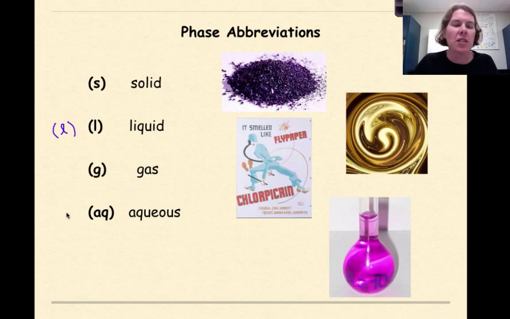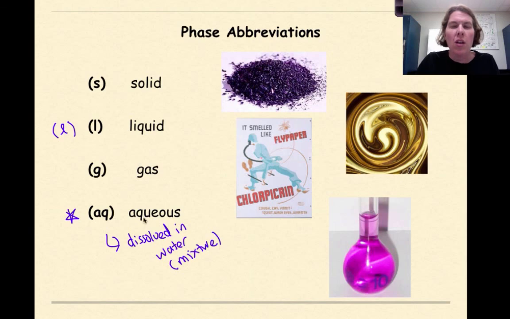And finally, aqueous. And this is the most important one to understand. So aqueous is represented by the letters AQ. What this means is that something is dissolved in water. So dissolved in water, which ultimately means you're going to have some type of mixture. So KMnO4 as a solid would be KMnO4 with a little s right there. KMnO4 as a solid. Pretty ionic compound, purple, interesting stuff.